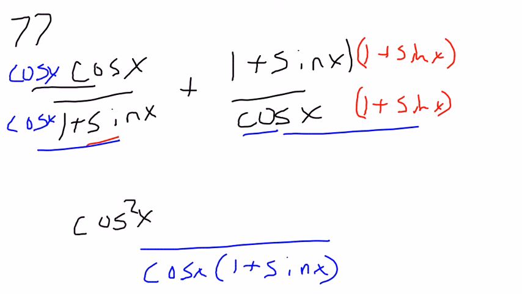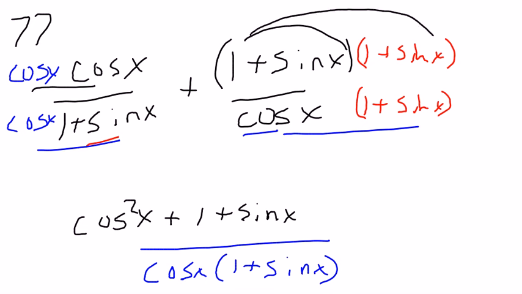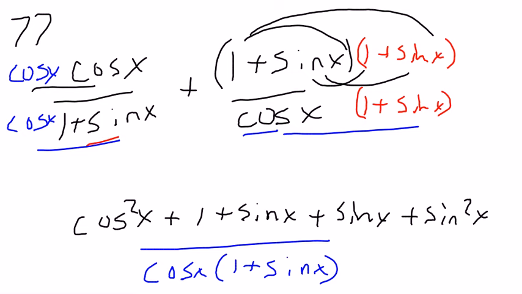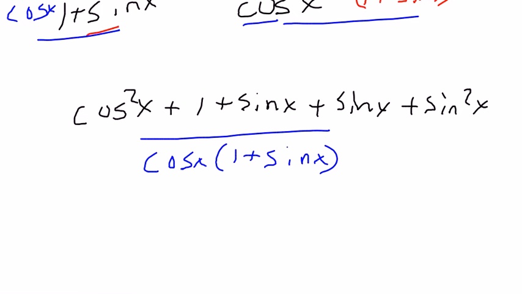And then if I FOIL this out, I'll get 1 plus sine of x. If I take 1 times 1, 1 times sine of x, plus sine of x, and plus sine squared. Alright, so what does all this mean? Well, I'm going to simplify the top.